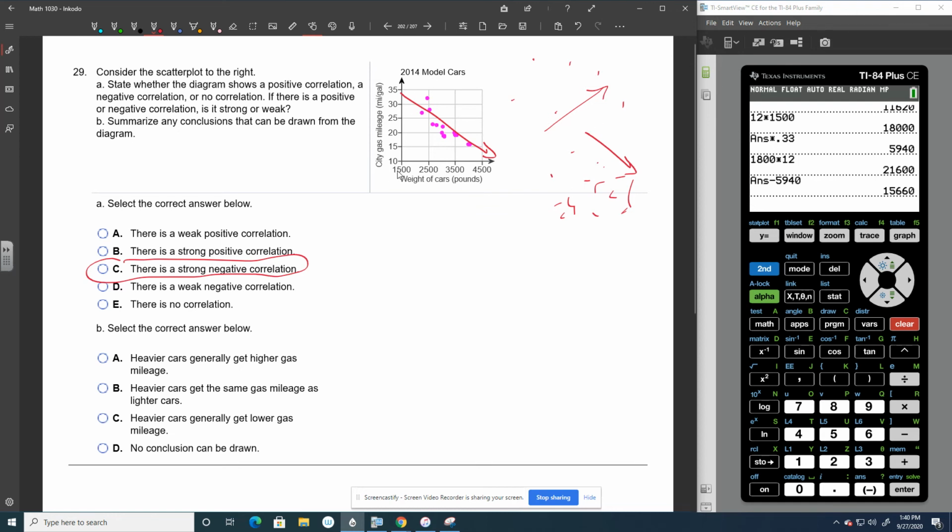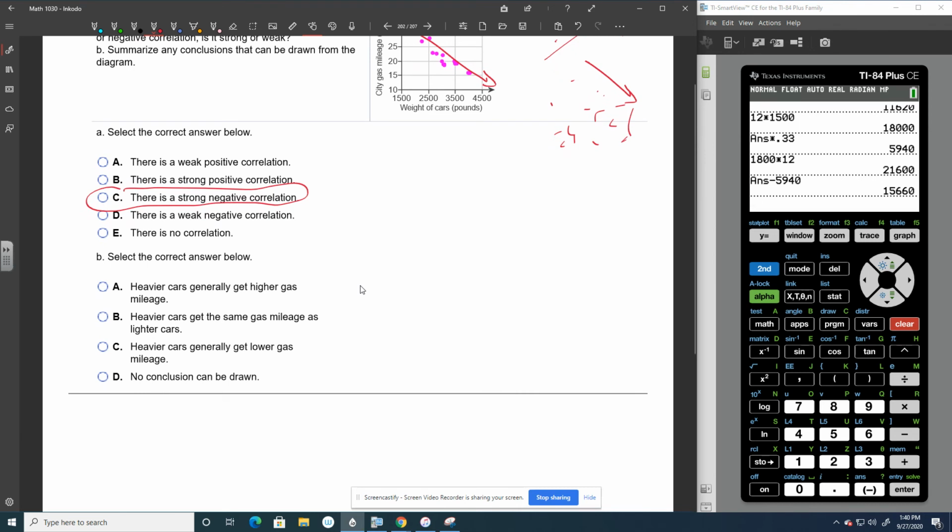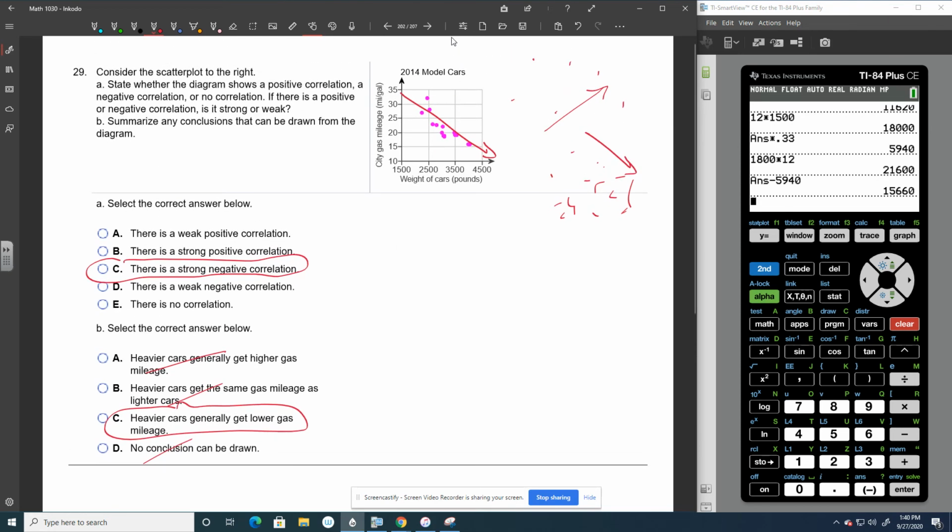And if we're comparing the weight of cars and gas mileage, so heavier cars generally get higher gas mileage? No, they don't. Heavier cars get the same as lighter cars? No, they don't. Heavier cars get lower gas mileage. Yes, they do. And we'll cross out D.